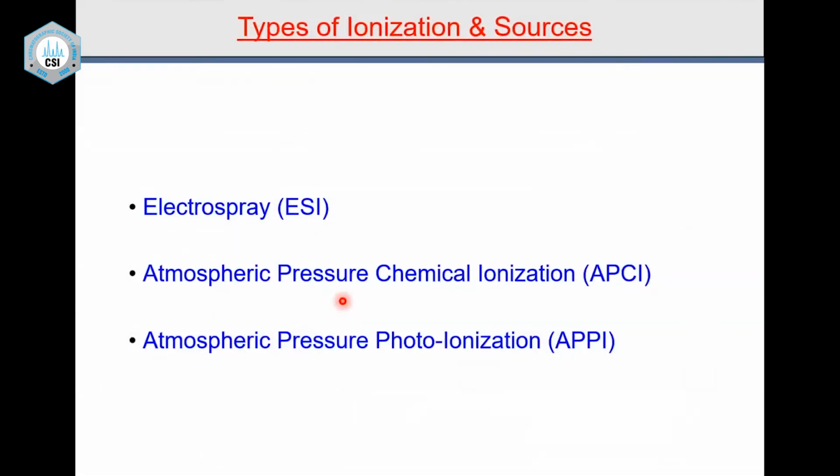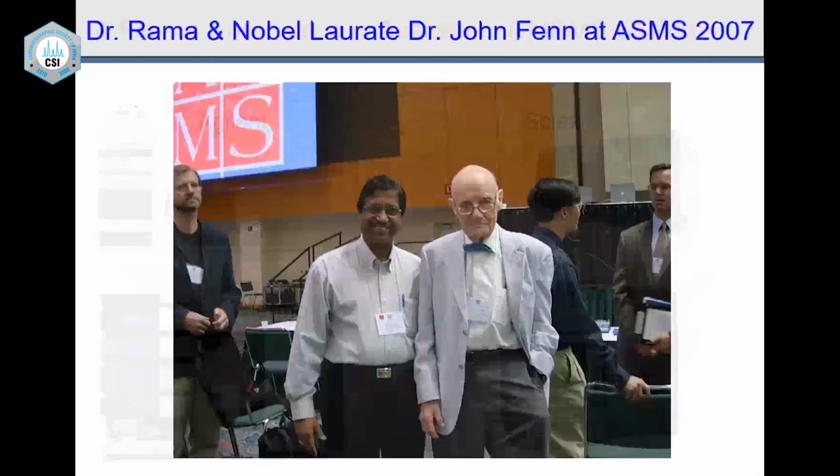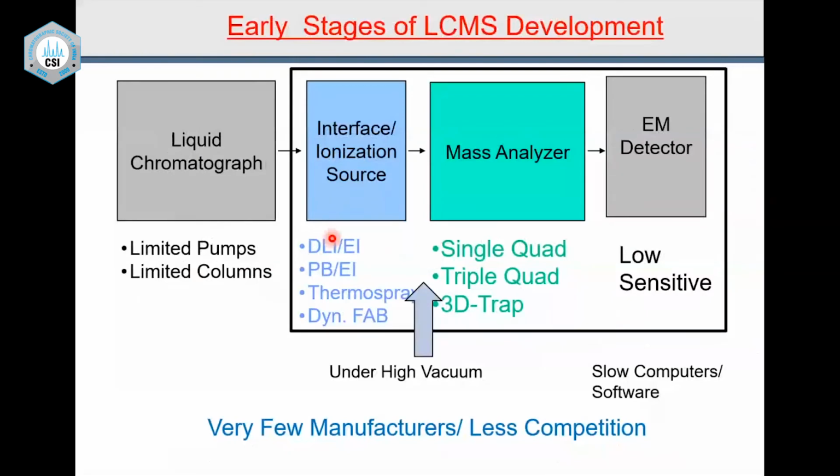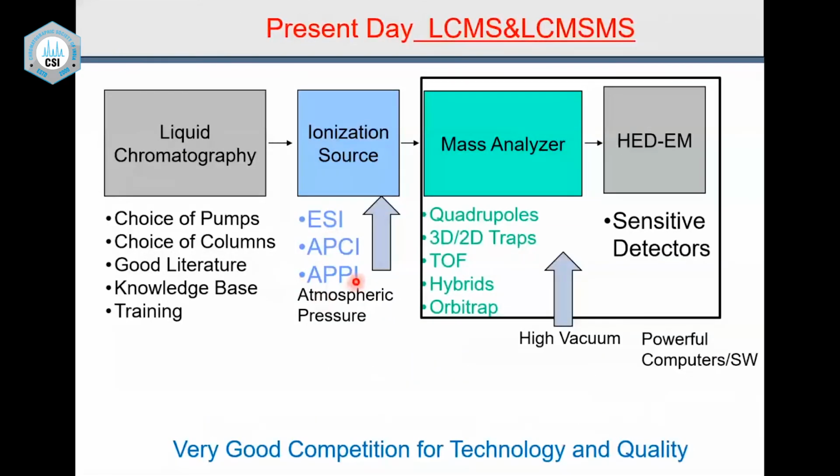So I'll be talking about the types of ionization and sources. One is electrospray ionization. Again, I'm talking about atmospheric pressure ionization. Now, what is beautiful about this? I will go back, because I probably missed saying something about this. Why do you call this atmospheric pressure ionization?